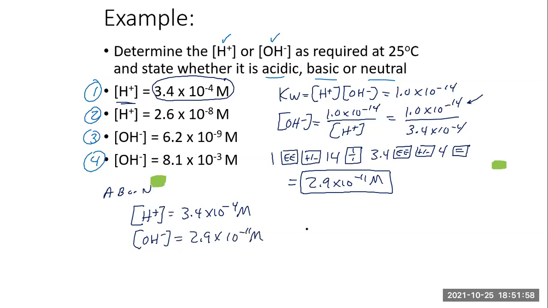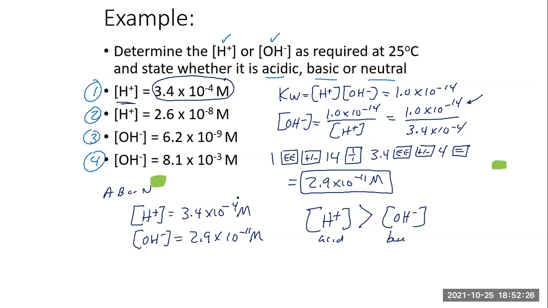And hopefully in this case, if you look at these two numbers, you will see that the H plus concentration is greater than the OH minus concentration. So the acid part is larger than the base part. Now, sometimes people have a hard time understanding this part of it, so let me just explain it here.